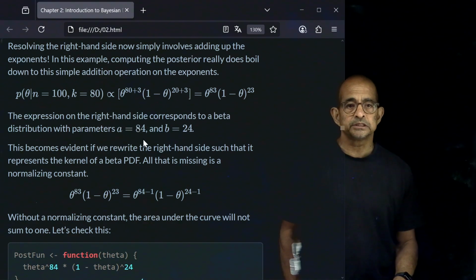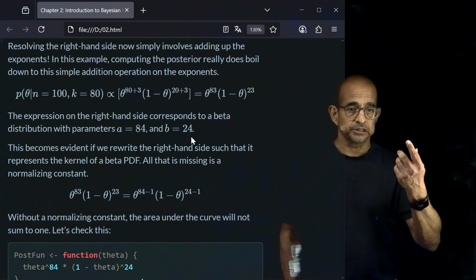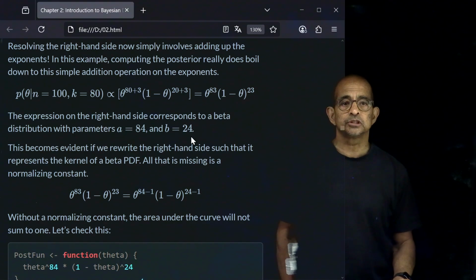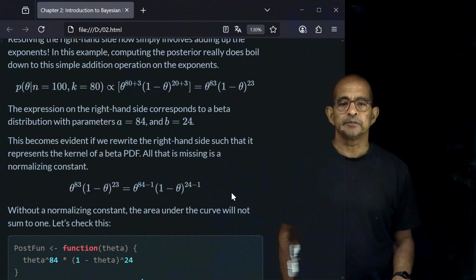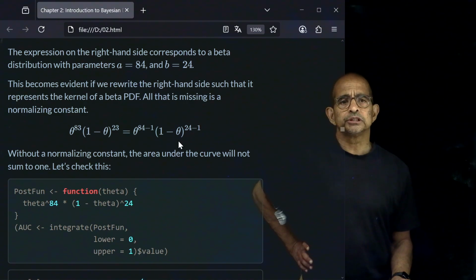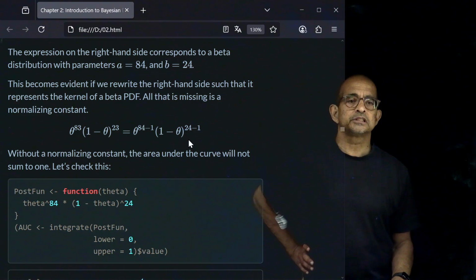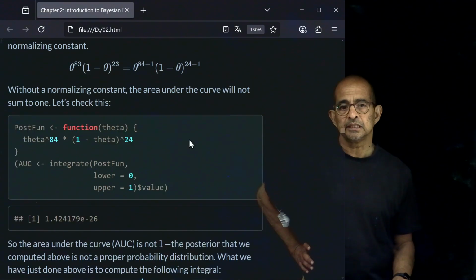Okay? So what we got as a result of the Bayesian analysis was a new A parameter, which is 84, and a new B parameter, which is 24, after we saw the data, right? So this is the posterior distribution of the theta parameter. However, this is just the kernel of the posterior, and of course, the area under the curve for this distribution is not going to sum up to 1. So let's compute what the area under the curve would be.